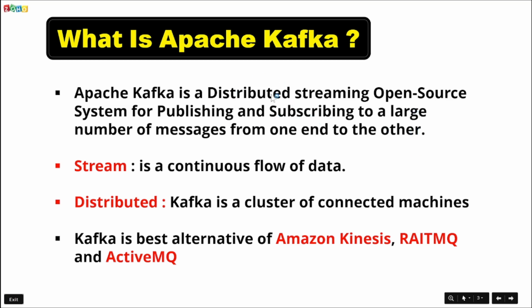Here in this definition, we can see we have used two words, distributed streaming. So let's understand what is streaming. Streaming is a continuous flow of data. What is data? Data is content. Data is message. And distributed means multiple machines connected to each other to perform a particular task. So Kafka is a cluster of connected machines for publishing and subscribing to a large number of messages from one end to the other. Kafka is a best alternative to Amazon Kinesis, RabbitMQ and ActiveMQ.